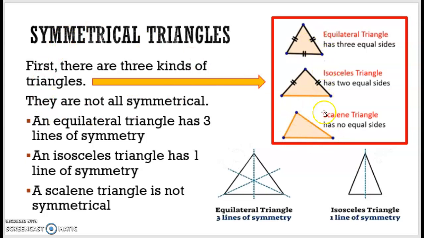Now, not all these triangles are symmetrical. An equilateral triangle has 3 lines of symmetry, an isosceles triangle has 1 line of symmetry, and a scalene does not have any lines of symmetry. It is not symmetrical.